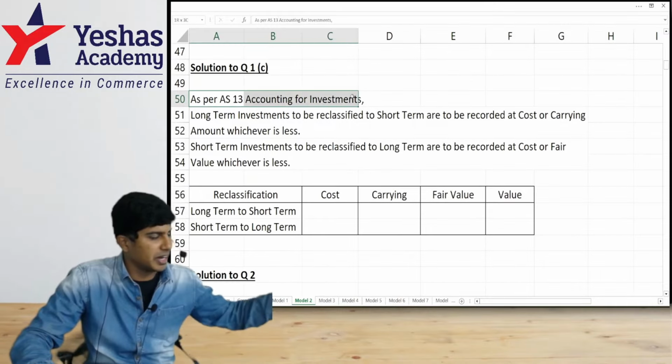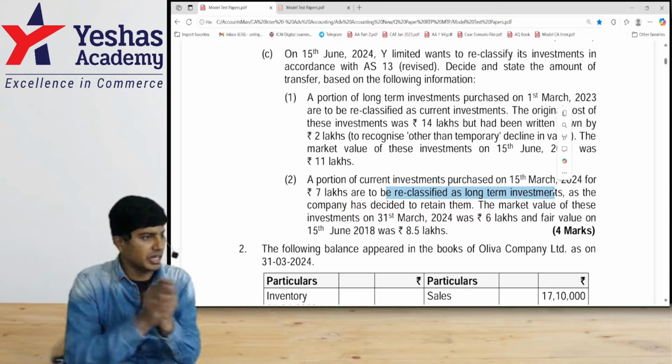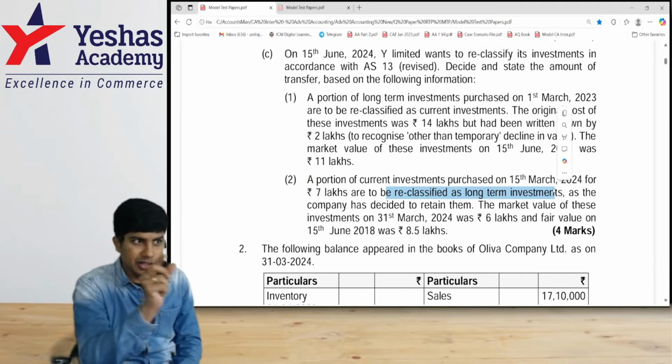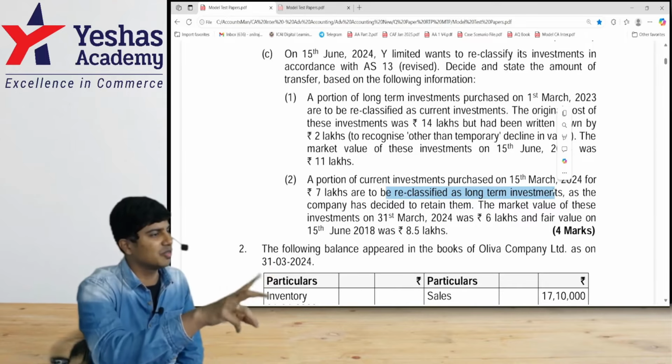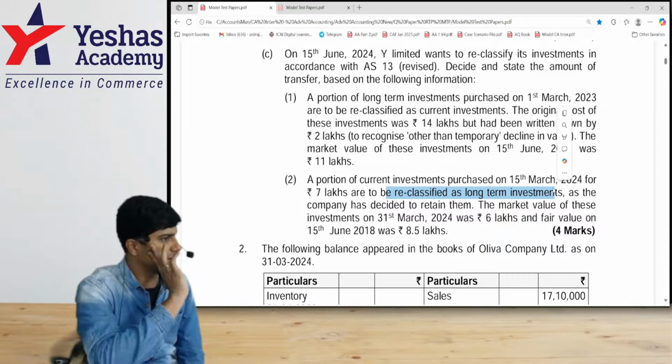2 marks. And the second paragraph in our question is a portion of current investments which was purchased on 15th of March 2024 for 7 lakhs. 7 lakh is cost. It is initially classified as current investments. This is to be reclassified as long-term investments. We are reclassifying it into what? Initially it was current. Now it is non-current. So when current to non-current, if it happens one last time, value is at cost or fair value, whichever is less, and then recorded. Understood?